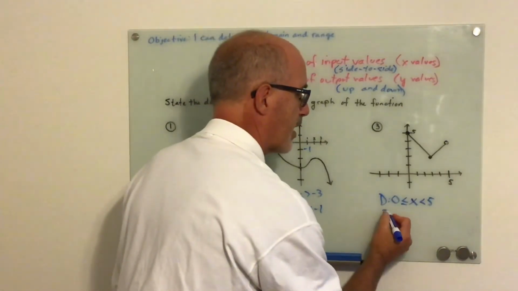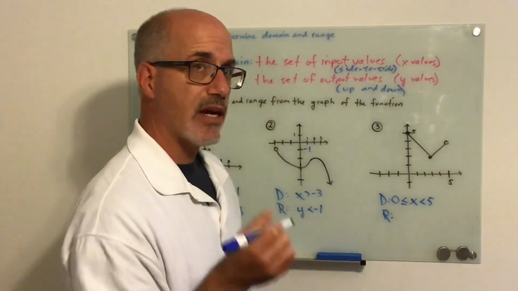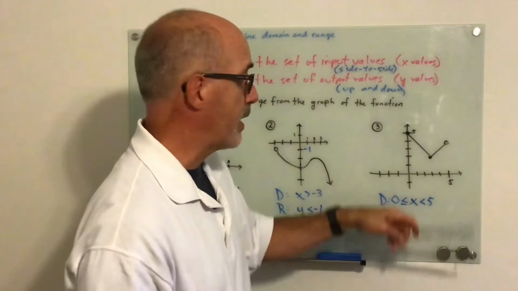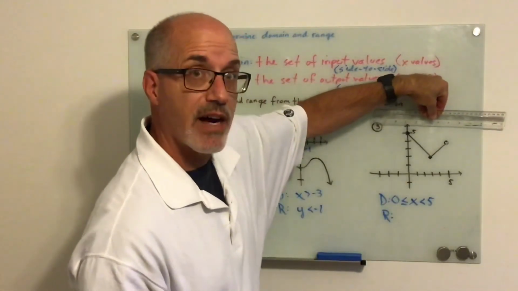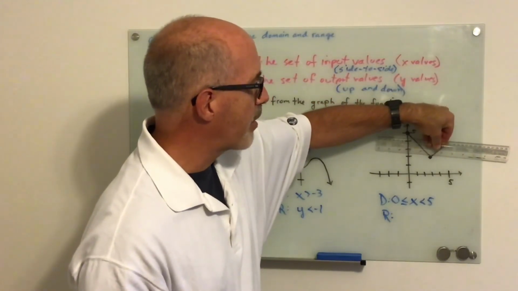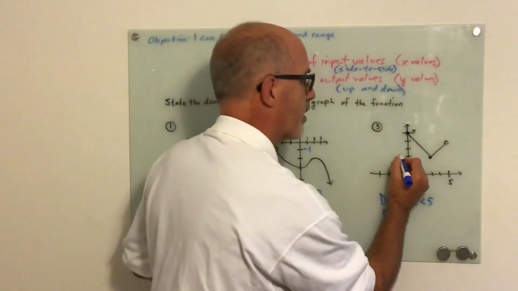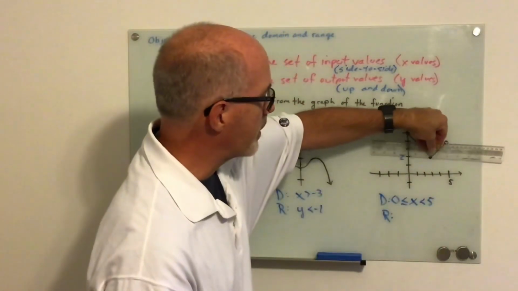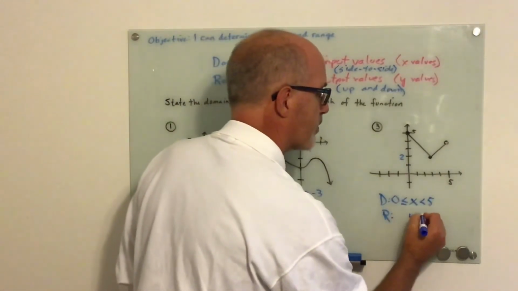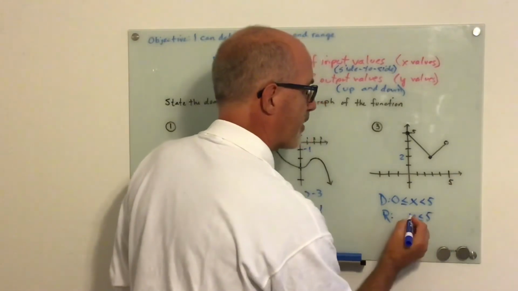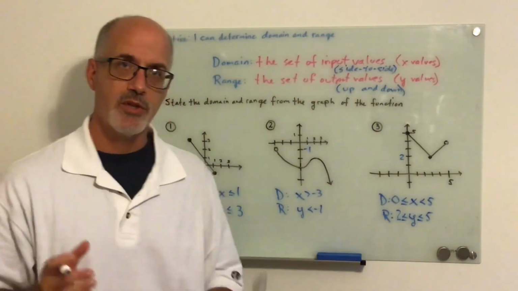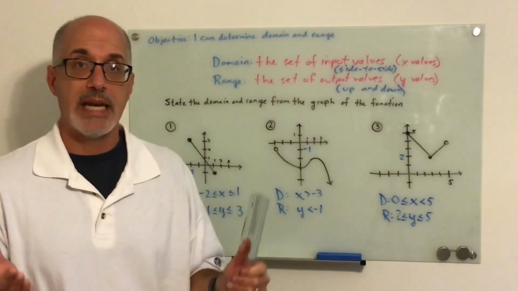My range now, you have to think up and down. This dot doesn't come into play because it's neither the highest point nor the lowest point. The highest point on this graph is a 5, that's the highest it goes, and the lowest is right here in the middle part of the graph, it goes to 2 here. So the y values go between 2 and 5, and both of them are solid dots, so I'm going to have my y values less than or equal to 5, and they're going to be greater than or equal to 2 for my range.